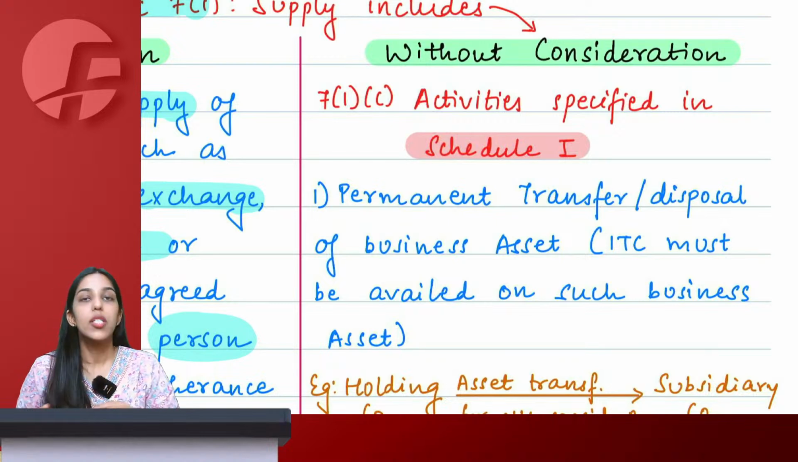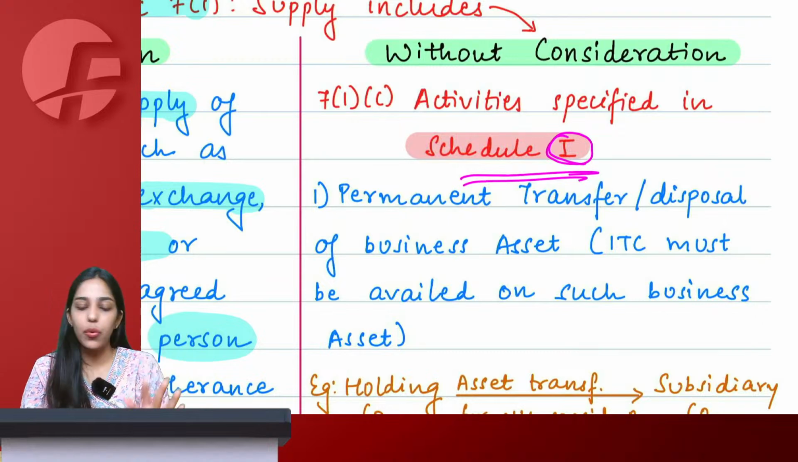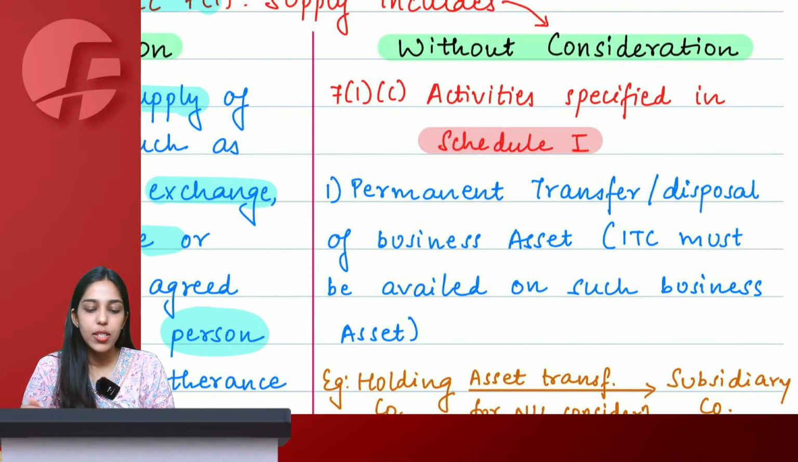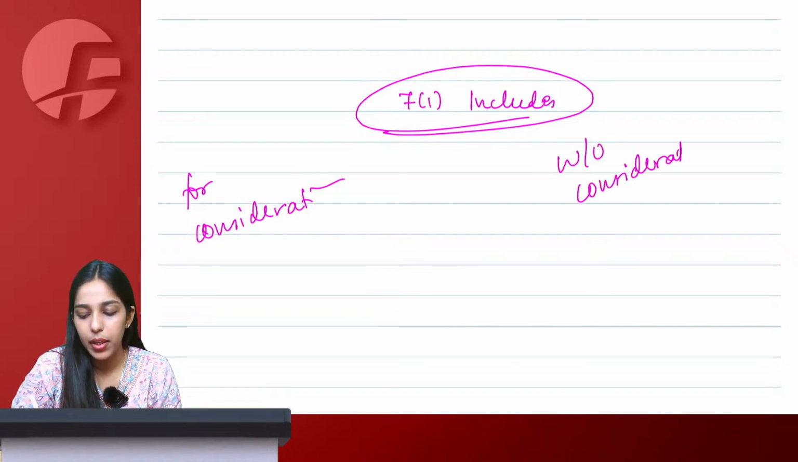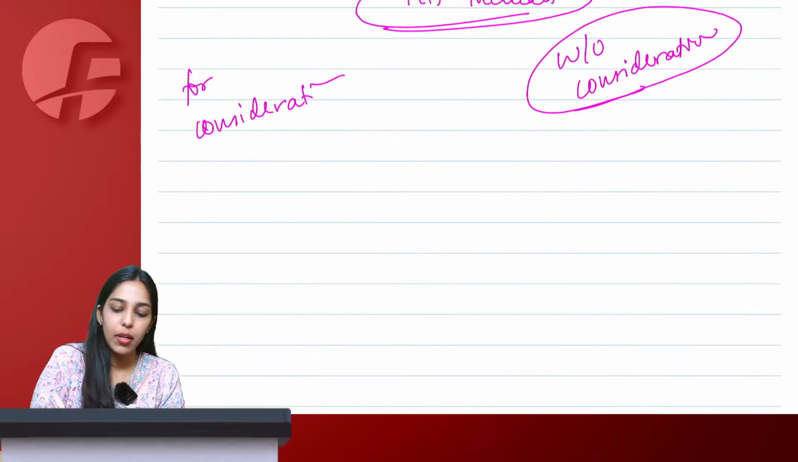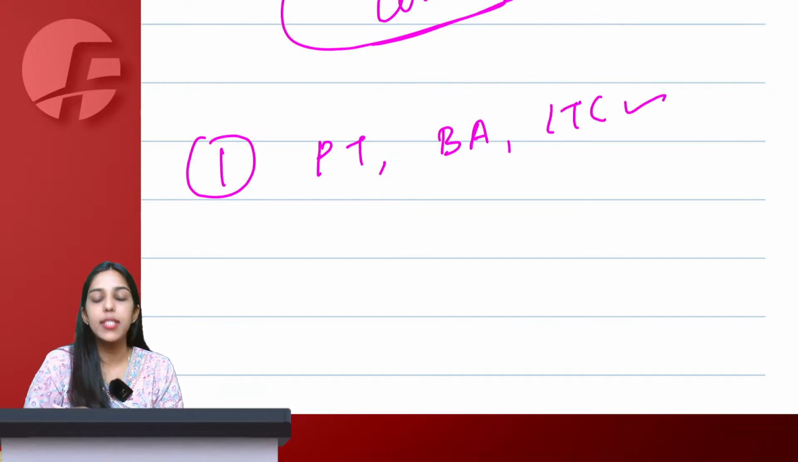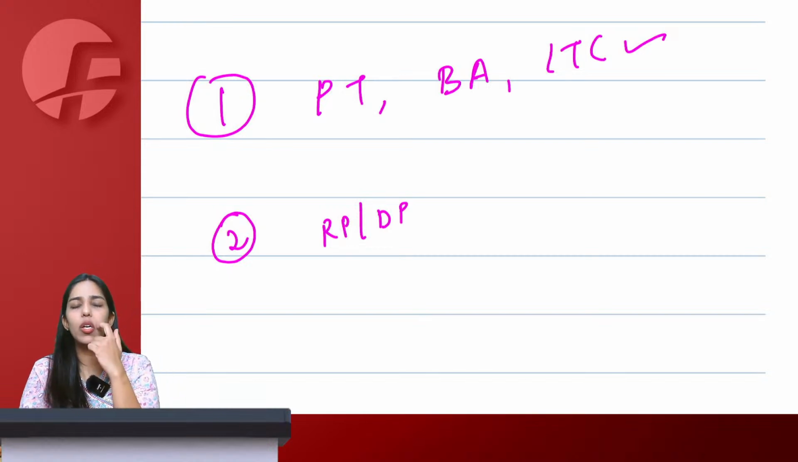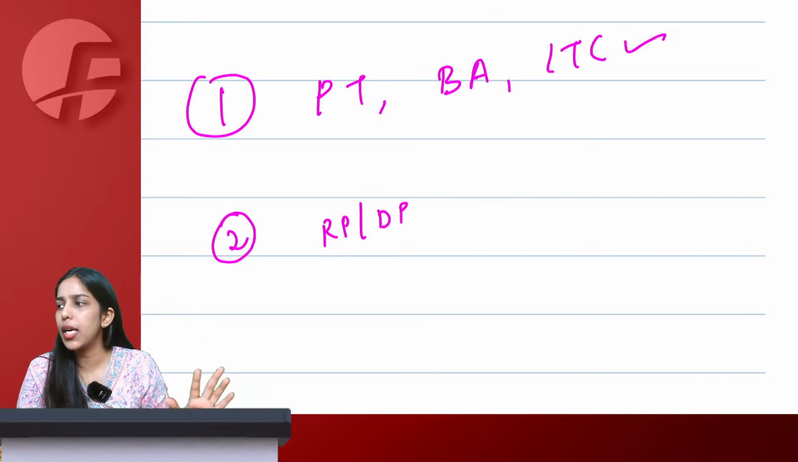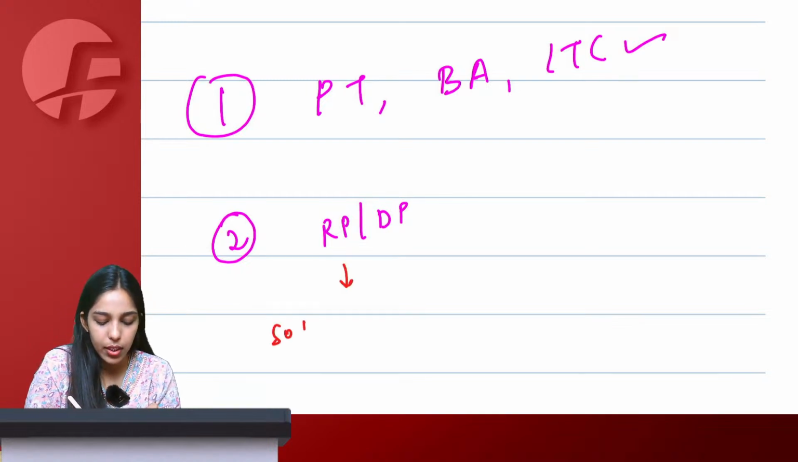Okay, sorry. So coming back to Schedule 1, 4 paras to be considered as supply without consideration. First is permanent transfer. So we come now to the without consideration part. Para number 1: permanent transfer, business asset, ITC availed. Second is supply between related person, distinct person. Quickly tell me who are related persons and who is a distinct person. In the comment section, everyone, who are our related persons? Sofa, Copes.